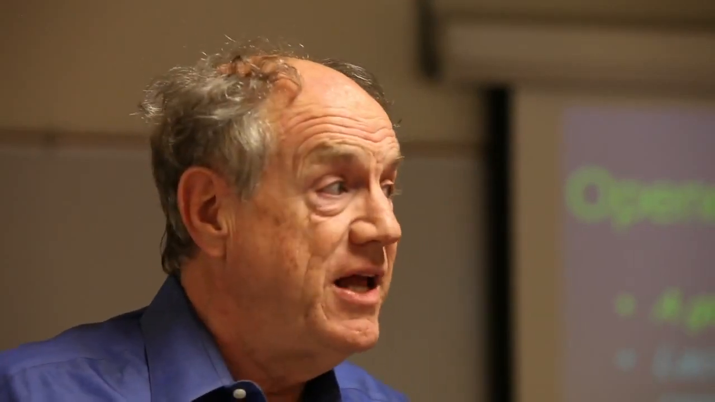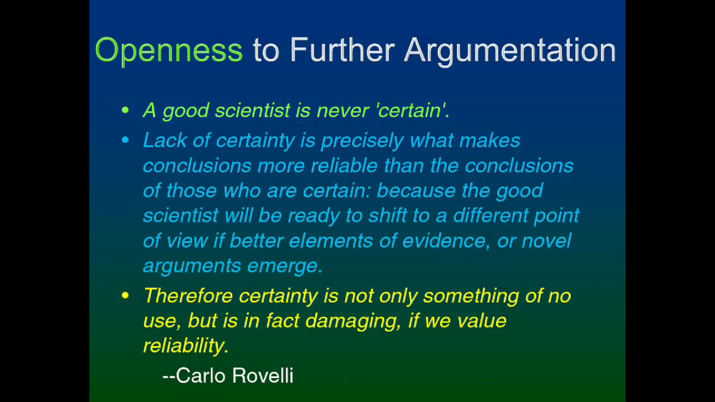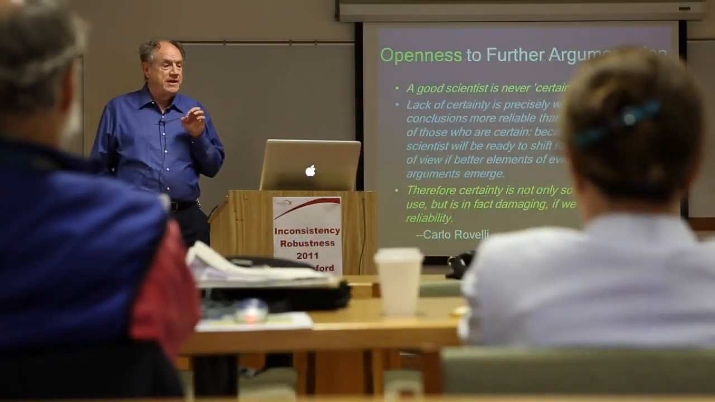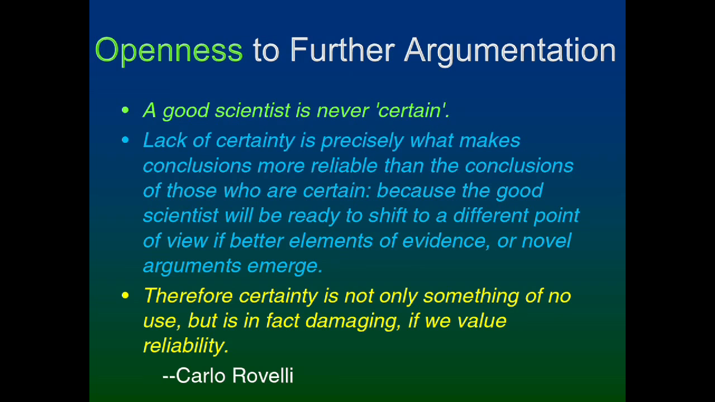So, Rabelais says, with respect to things like that, that we always have to be open to further argumentation. That a good scientist is never certain. And this certain means really certain. Lack of certainty is precisely what makes conclusions more reliable than the conclusions of those who are certain. Gödel was very certain. Because the good scientist will be ready to shift to a different point of view if better elements of evidence or novel arguments emerge. Therefore, certainty is not only something of no use, but is in fact damaging if we value reliability.